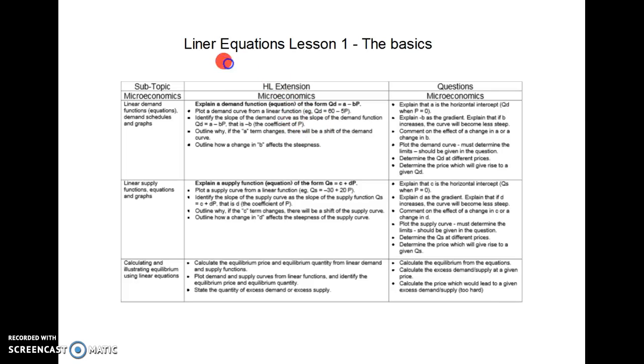Okay, so this is the first linear equation lesson, the basics, with a slight spelling mistake. And this is the things you need to know for linear demand, linear supply, so the basics, and the fact you need to calculate the equilibrium quantity and price. And over here are the potential questions that you could get asked, so it's worthwhile making sure you know these. During this tutorial I will attempt to go through all of these so you've got a point of reference. Okay, let's get started.